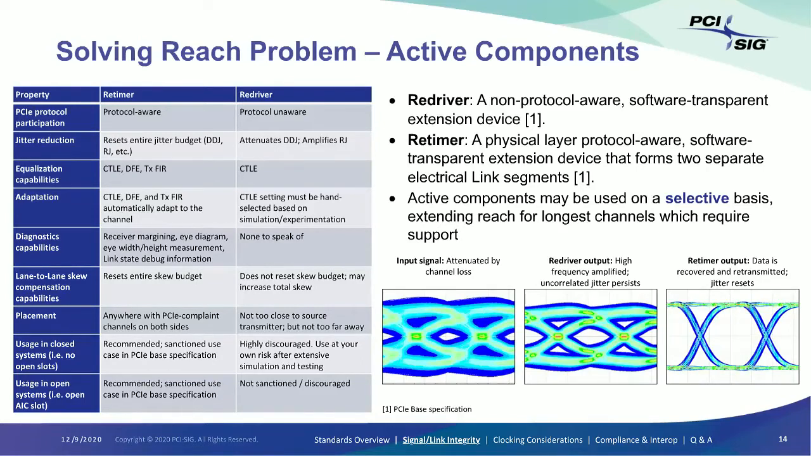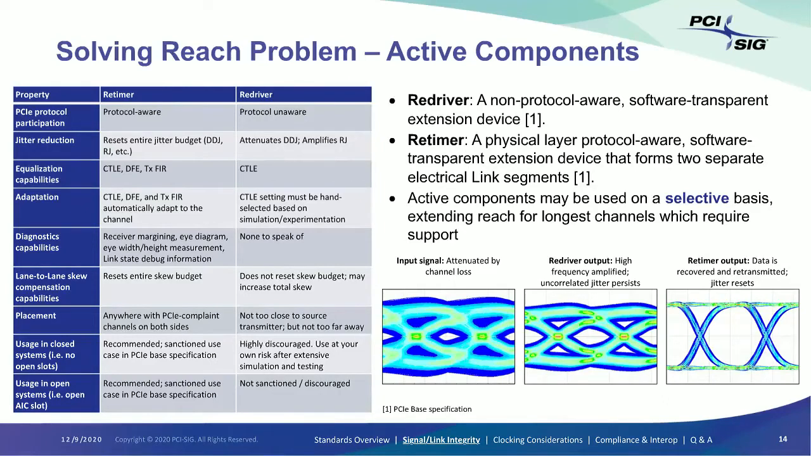Another thing to think about is adaptation. So the receiver circuits and the transmitter circuits in a retimer, just like in a root complex or in an endpoint, would be automatically adaptive. The receiver circuits would adapt based on the incoming signal quality, and the transmitter equalization would adapt based on the equalization protocol of PCI Express. A redriver typically has a fixed CTLE setting, which would need to be determined through some extensive experimentation.